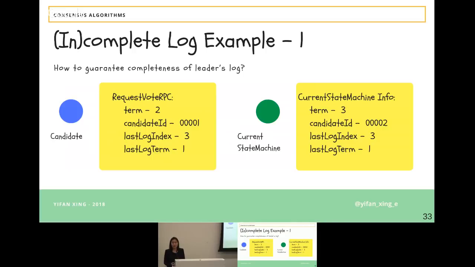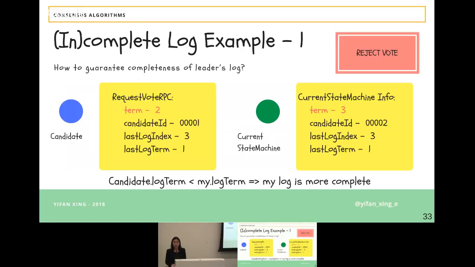So one example would be, let's say we have the candidate as the blue one, and the current state machine, our machine, is the green one. So here is all the information that we have about us and also the other candidate. We can walk through this example together. We have the candidate term as 2, our term is 3, the candidate ID and our own ID are different, which is expected. Our candidate's last log index is 3, and our index is also 3. The last log term of the candidate is 1, and our last log term is also 1. Should we vote for the candidate or not?